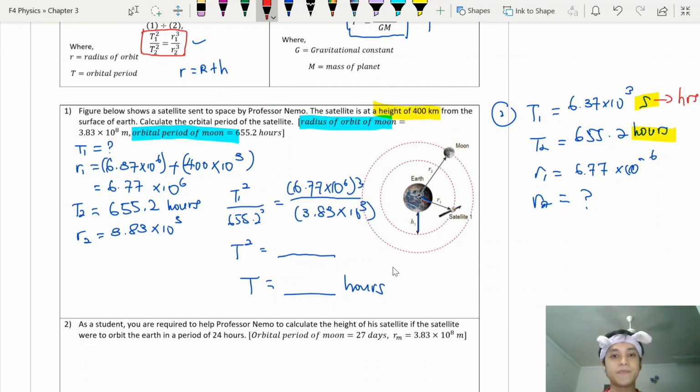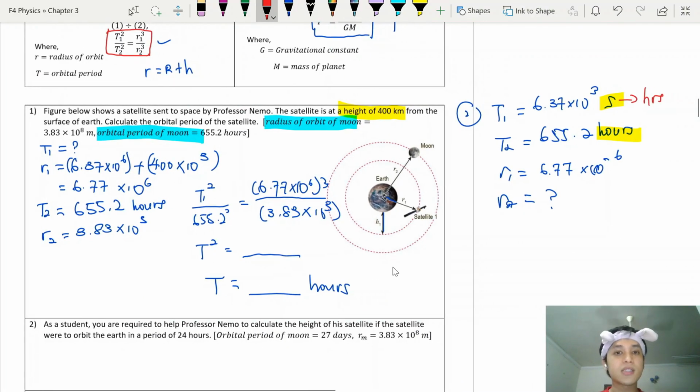So that is for Kepler's law. Done. The next part will be about the satellite, the man-made satellite. I'll see you in 3.3.